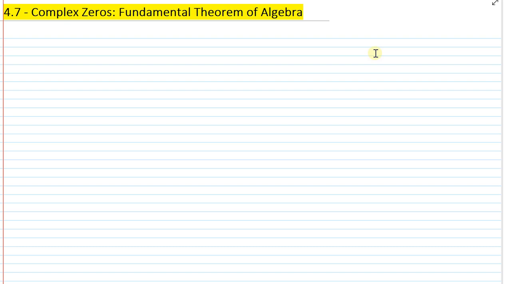So far, up until this point, we found real solutions or zeros of polynomial functions. Again, the key word I want to emphasize was real. We found real solutions. This time, in this section, we want all zeros, including complex zeros.